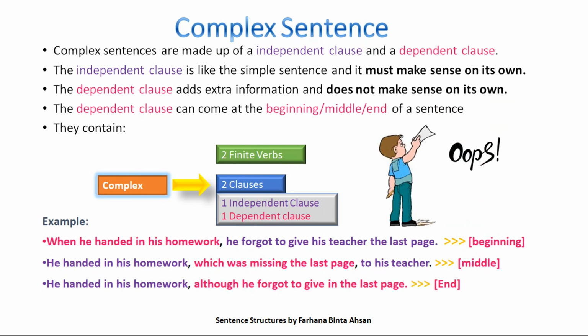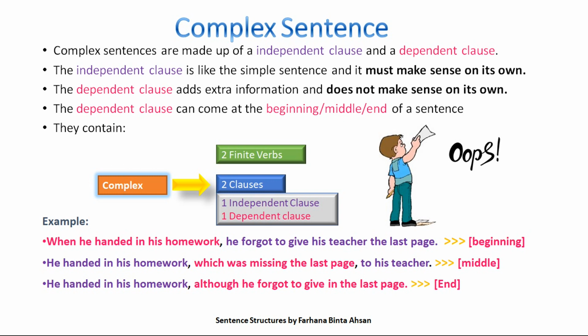Complex sentences are made up of an independent clause and a dependent clause. The independent clause is like the simple sentence and it must make sense on its own. The dependent clause adds extra information and does not make sense on its own. The dependent clause can come at the beginning, middle or end of a sentence. This is a very important thing. So remember these things. They contain 2 finite verbs, 2 clauses. One clause is independent clause and another one is dependent clause.